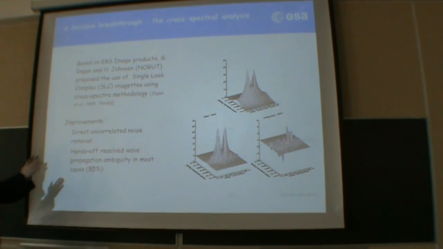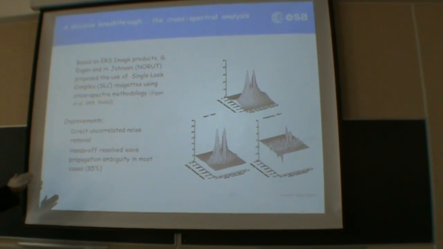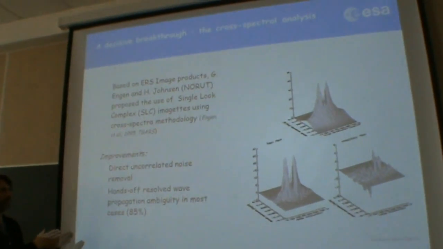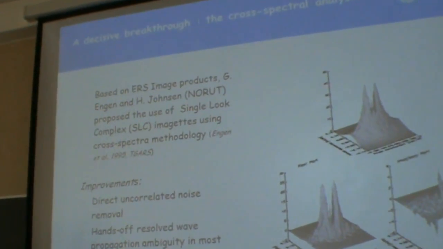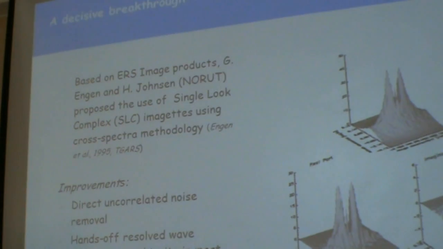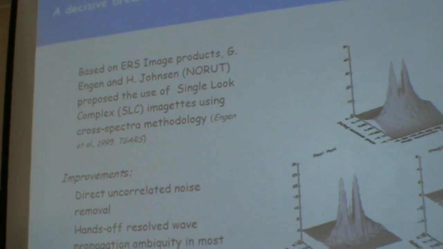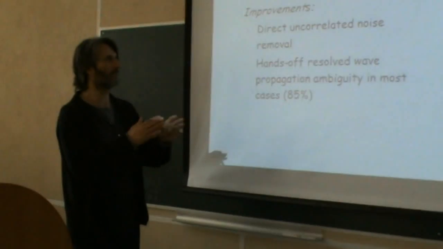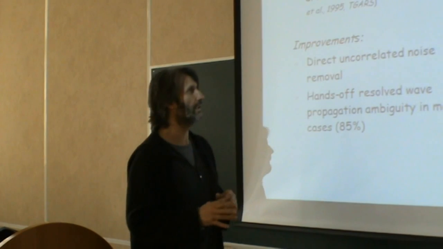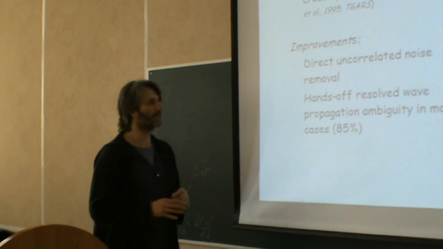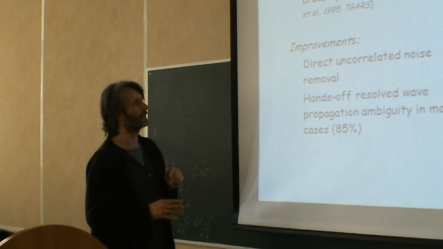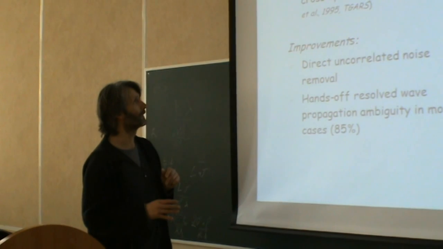The idea, the anticipation, was made by a genius in our field, still alive, Keith Raney, a Canadian who defined many new instruments, such as interferometry, SAR, altimetry, many things. And he said, okay, it's enough to perform cross-correlation to obtain the propagation of waves. But this was demonstrated by Geir Engen and Harald Johnsen from Norway.